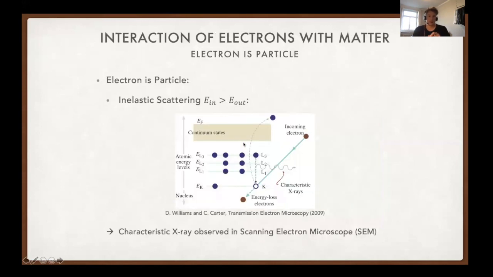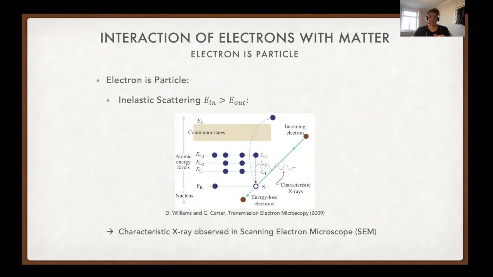Now we have the electron, another interaction. The electron is viewed as a particle, and so inelastic scattering occurs, and this is when the incoming electron loses energy. So there is a possibility that the high energy incoming electron is kicking off an electron of an atom inside your specimen.